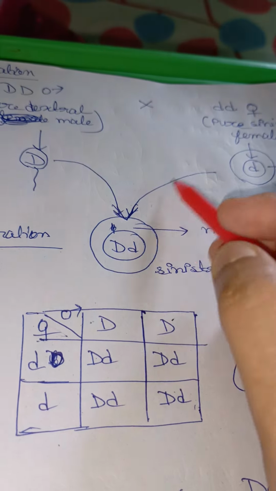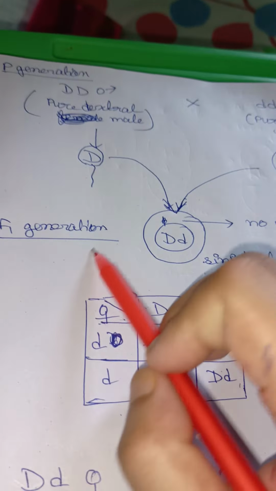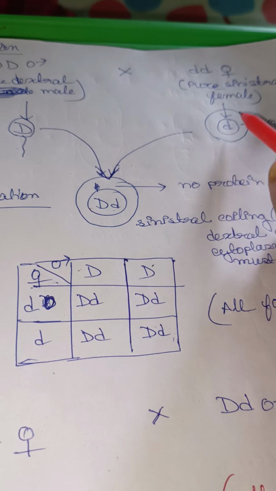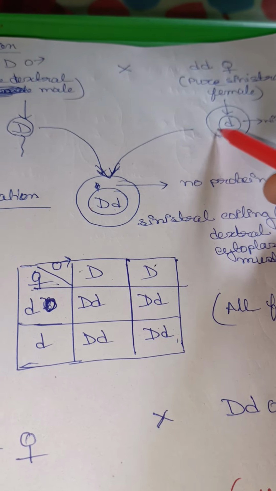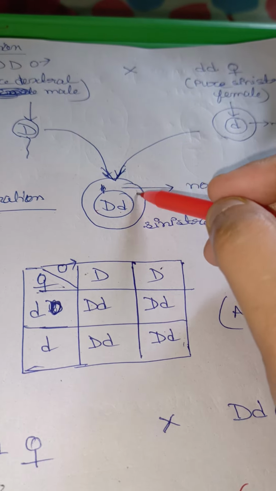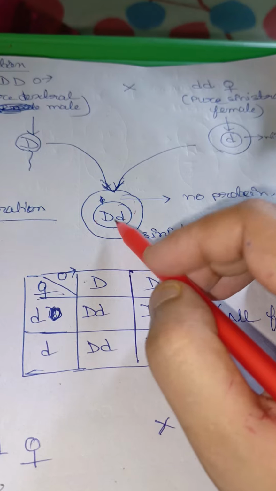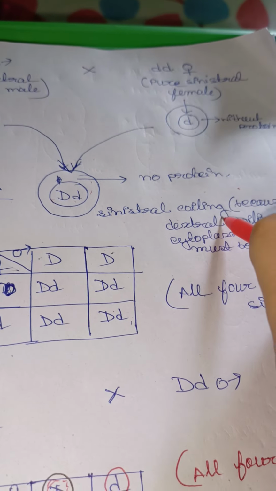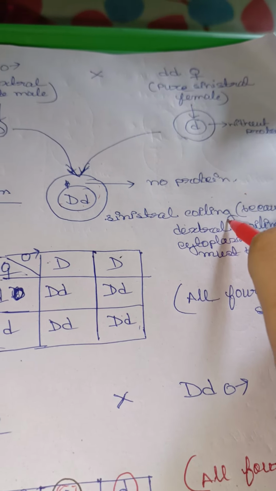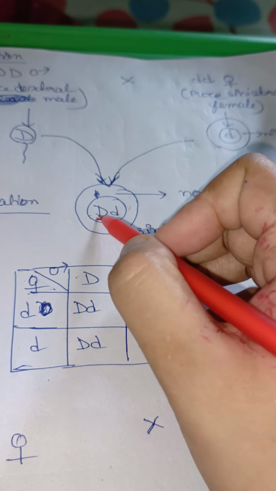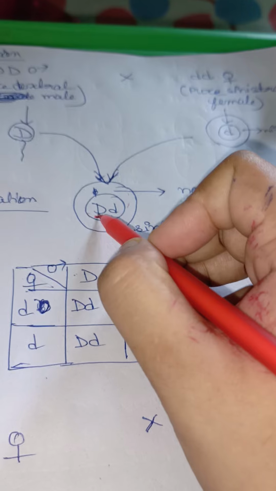So when they fuse in the F1 generation, it will produce big D, small d, and obviously in the ovum nucleus there is no protein in the cytoplasm, so here also no protein, big D, small d. And this is the sinistral coiling. Why? You can ask me, ma'am, why? Because here a big D is present. This is a dominant character, as I told you.